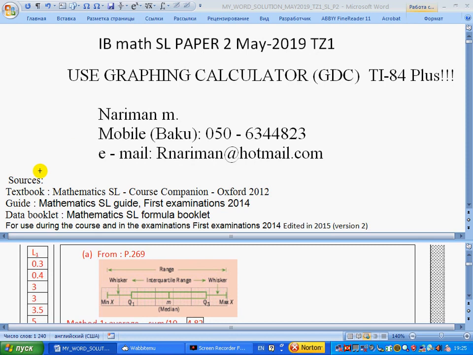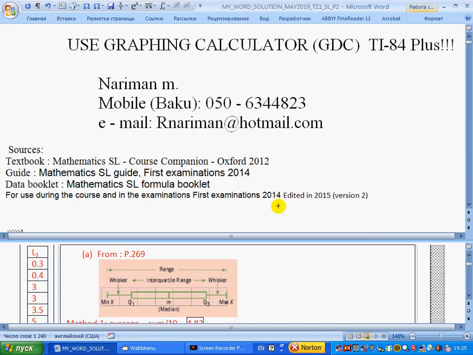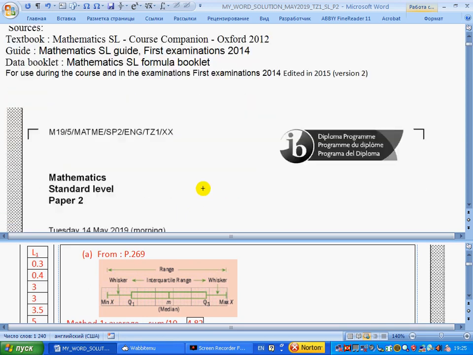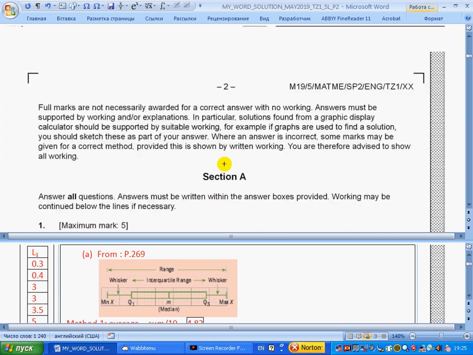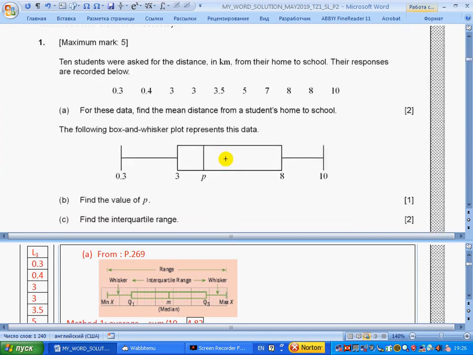To prepare for the exam you can use the Oxford 2012 textbook and look through the Mathematics SL guide. But for sure you should have the Mathematics SL formula booklet for use during the course and in the examination. This formula booklet will be available to you during the exam. So this is the cover page. Now we come to Section A, first question.